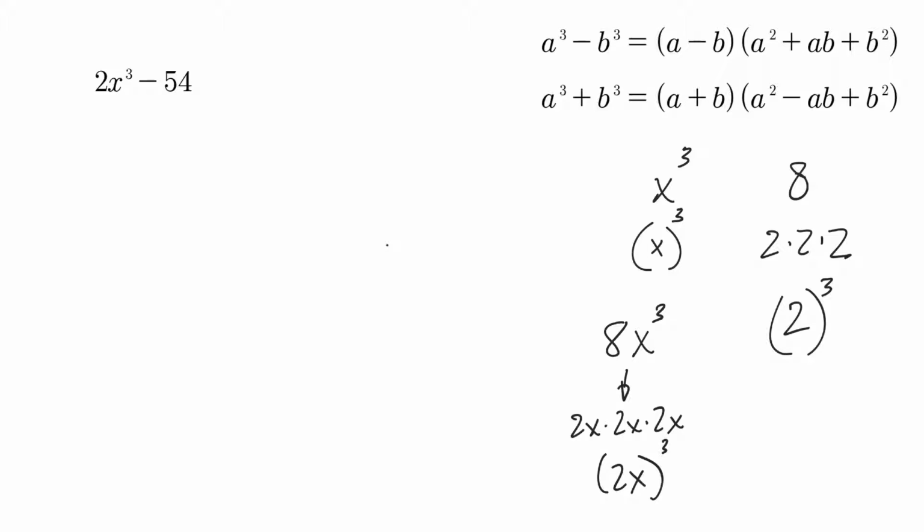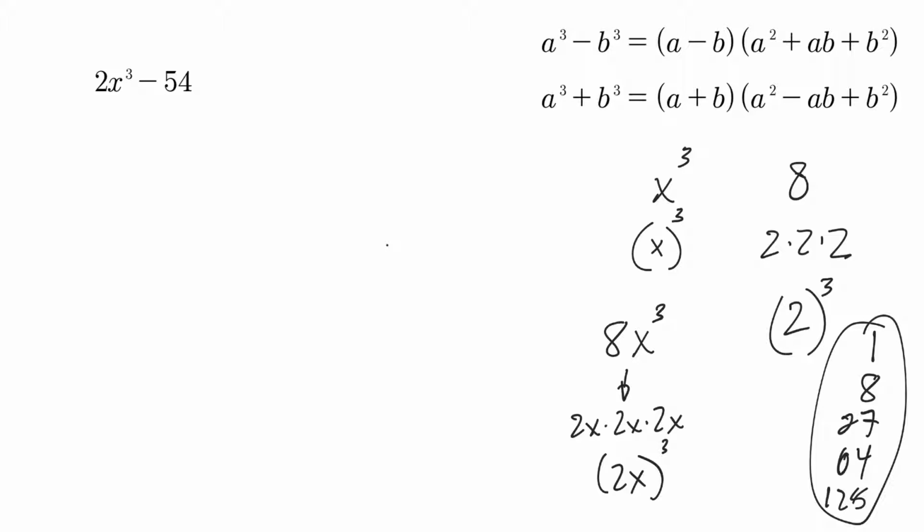Okay, so we have an expression that we need to factor, and I don't see any cube numbers in there. Like the cube numbers: 1 cubed is 1, 2 cubed is 8, 3 cubed is 27, 4 cubed is 64, 5 cubed is 125. I don't see one of those pretty cube numbers here. But maybe I can take a common factor out. If I took a common factor out, I'd be left with x cubed minus 54 divided by 2, 27. There's one of the pretty numbers there. So really that's the same as 2 times x cubed minus 3 cubed.